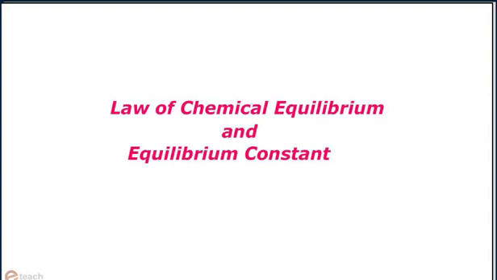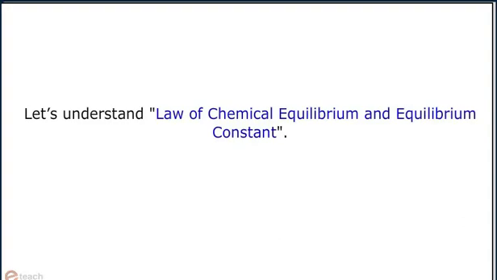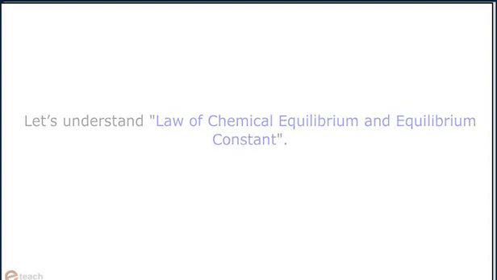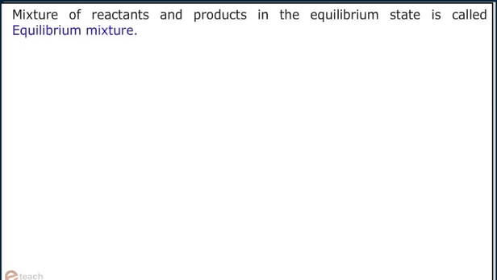of chemical equilibrium and equilibrium constant. Let us now understand law of chemical equilibrium and equilibrium constant. Mixture of reactants and products in the equilibrium state is called equilibrium mixture.